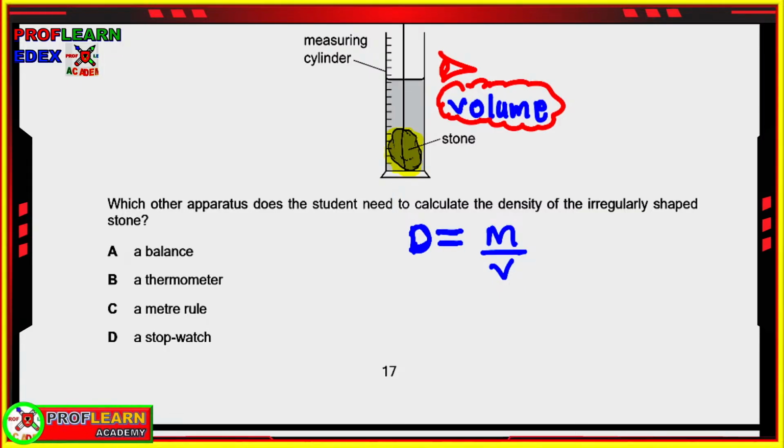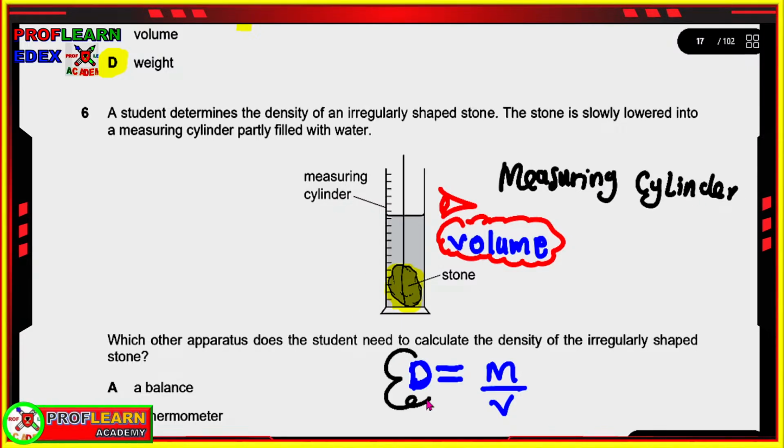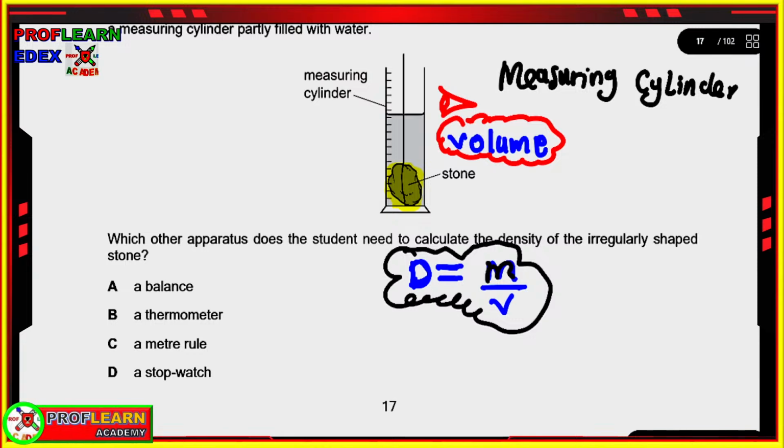Which apparatus does the student need to calculate the density of the irregular shaped object? Here we have a measuring cylinder, which will enable us to work out the volume. Now we know that density is equal to mass over volume. The quantity that still needs to be measured is mass, and in order to measure the mass we're going to use a balance.